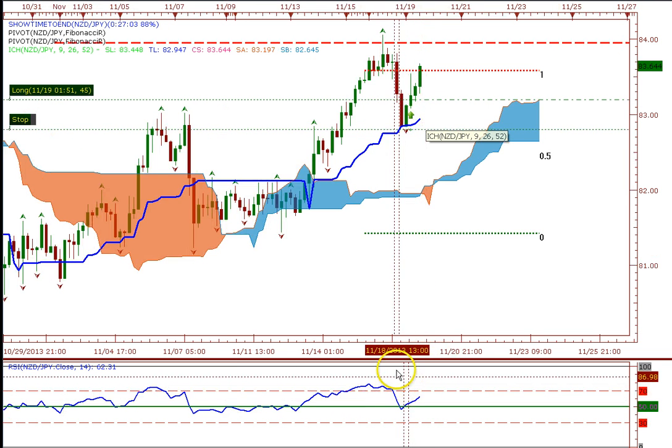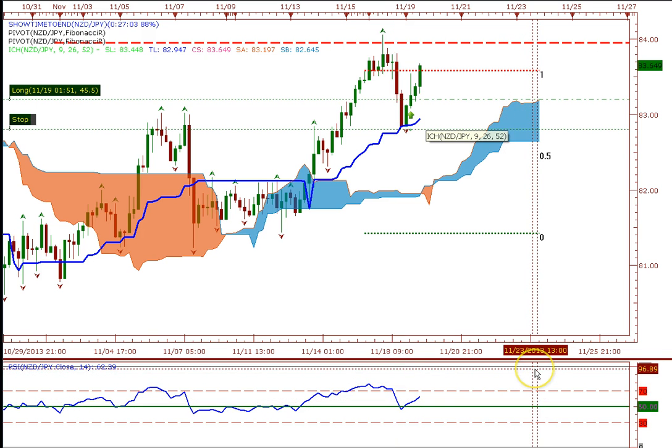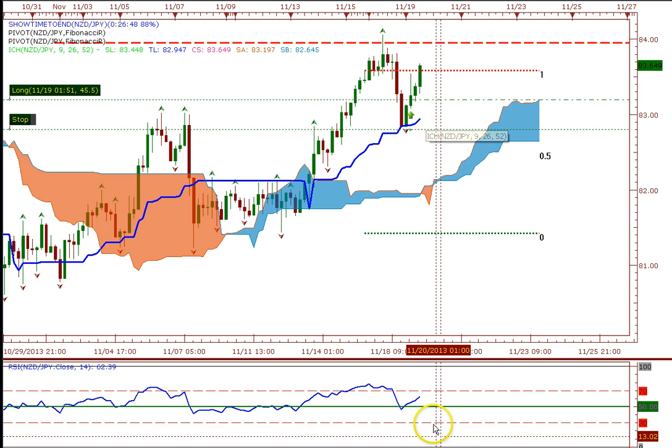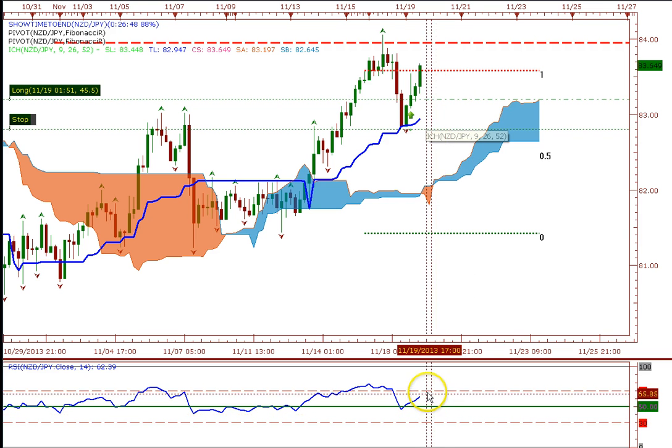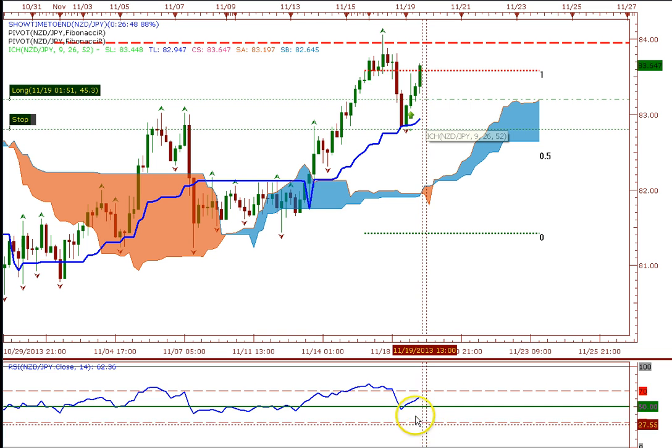Now this indicator's levels go from 0 to 100, where 100 would be all the way overbought and 0 would be all the way oversold. So the 70 level is the start of overbought and the 30 level is the start of oversold.